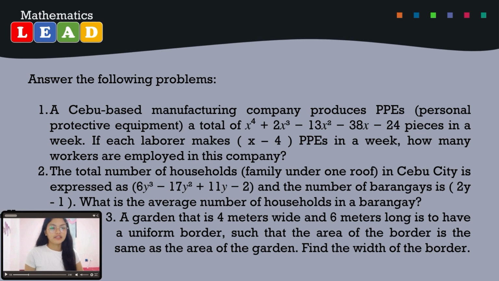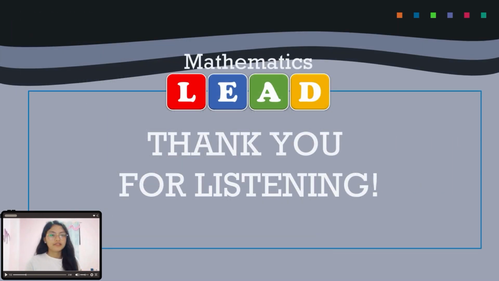A garden that is 4 meters wide and 6 meters long is to have a uniform border such that the area of the border is the same as the area of the garden. Find the width of the border. That is all for solving problems involving polynomials and polynomial equations.